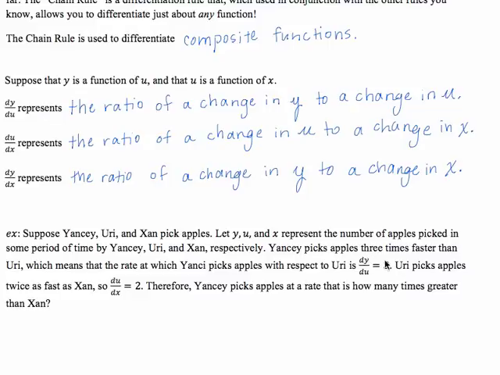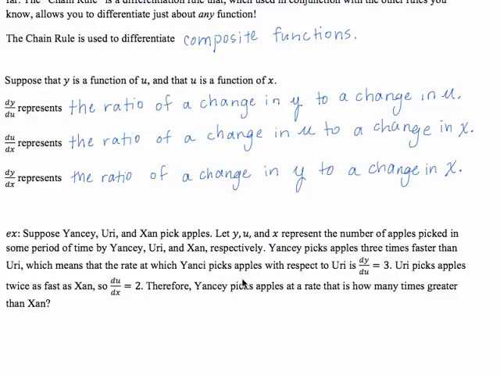Yancey picks apples 3 times faster than Yuri, which means that the rate at which Yancey picks apples with respect to Yuri is 3. So dy du is 3, because Yancey picks apples 3 times faster. So the ratio of a change in y to a change in u is 3. Yancey's picking apples 3 times faster. Yuri picks apples twice as fast as Jean, so the ratio of the change in u to the change in x is 2. So du dx is 2.